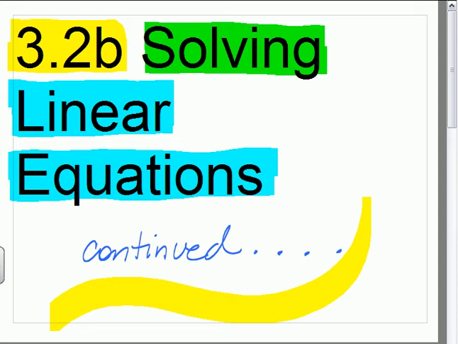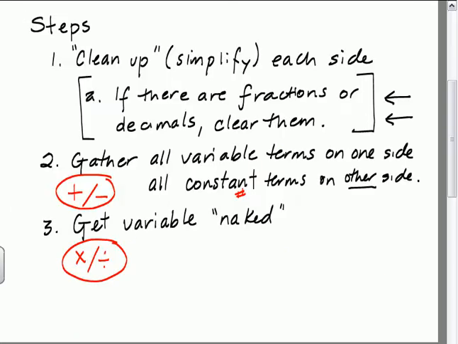Okay, in 3.2b, it's a continuation of solving linear equations. So just some more examples. And you remember the previous video, we have our steps, and basically, to say it very easily, we clean up each side separately.